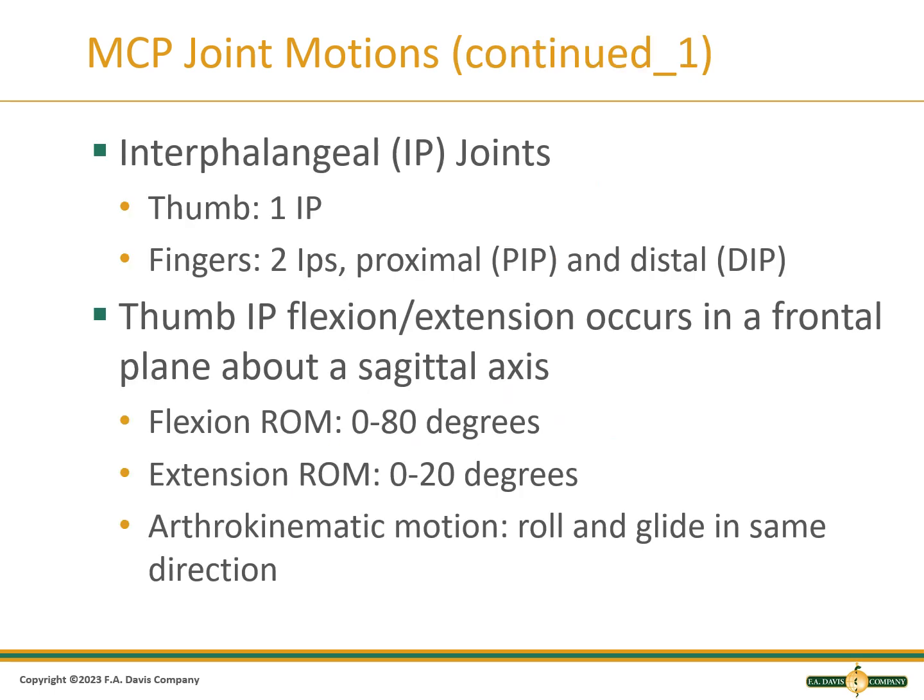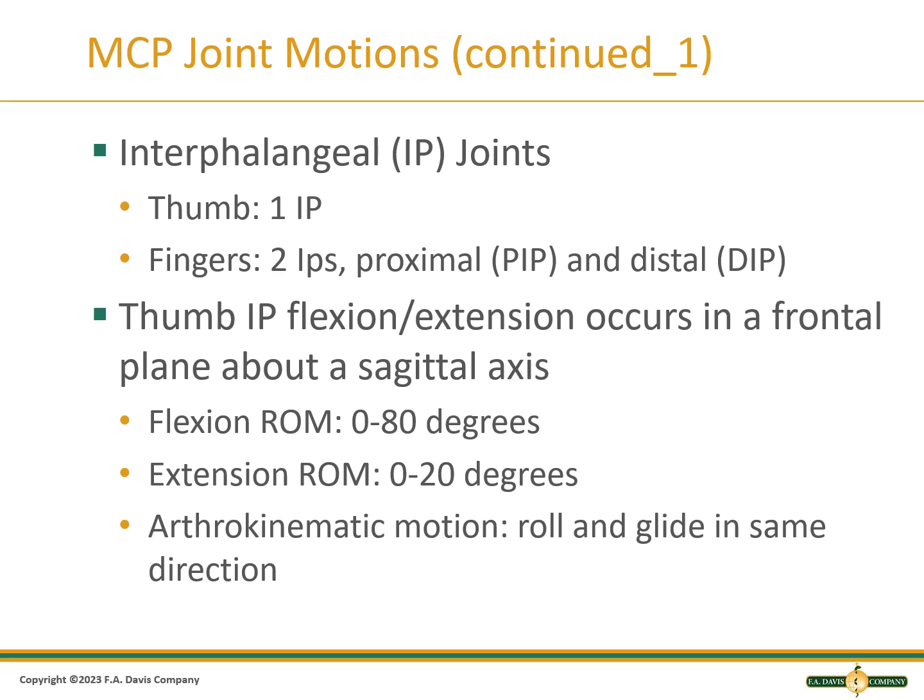Moving distally from there, we have our interphalangeal joints. So remember, our thumb has one IP joint and our fingers have two IP joints, a proximal and a distal interphalangeal joint. The thumb IP flexion and extension occurs in a frontal plane about a sagittal axis, again because of the rotation of the CMC joint. We have 0 to 80 degrees of flexion, and then we have 0 to 20 degrees of extension.